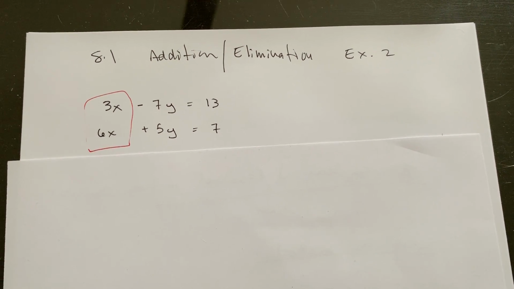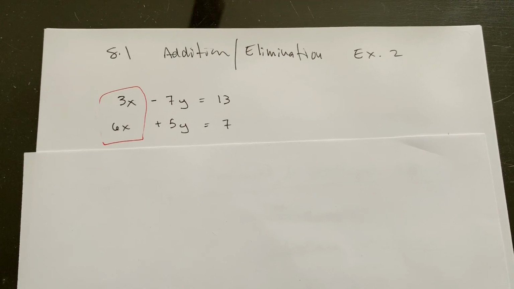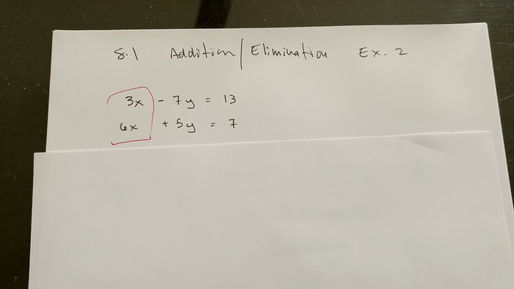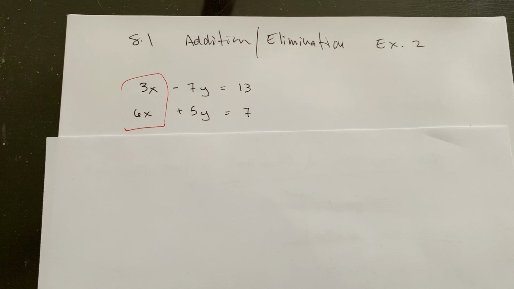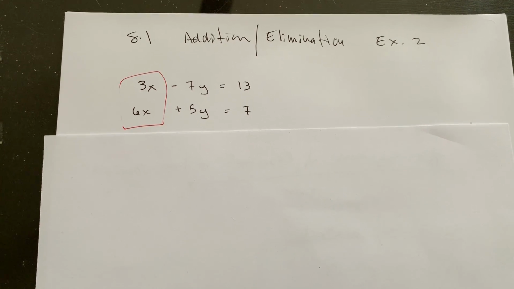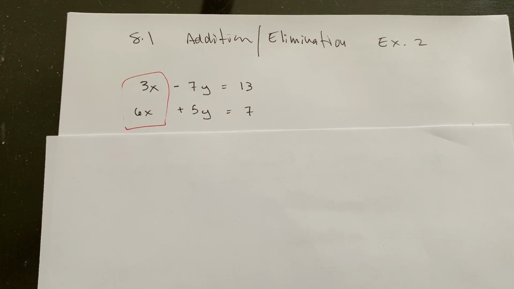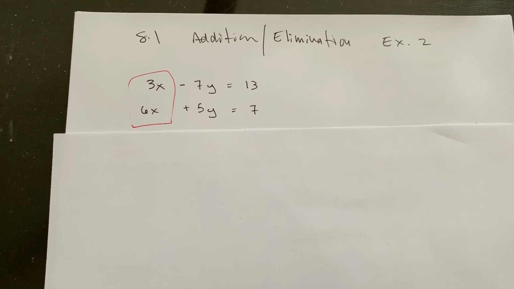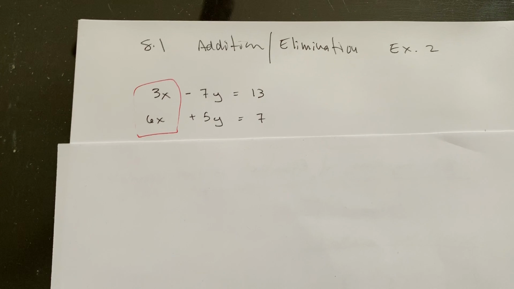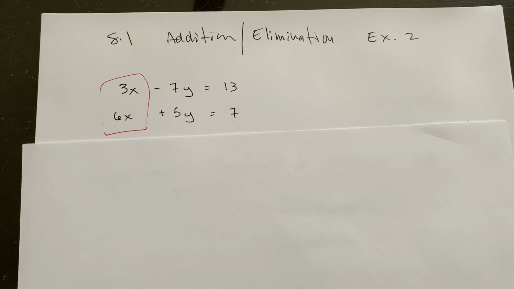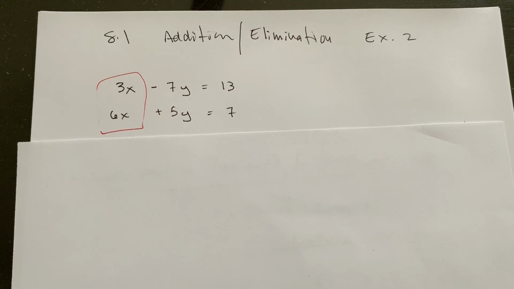All right. 8.1, the addition or elimination method, solving systems of equations. This is example number 2. Our system of equations this time is 3x minus 7y equals 13 and 6x plus 5y equals 7. Ignore temporarily the red box around 3x and 6x. Of course, it doesn't come written that way.